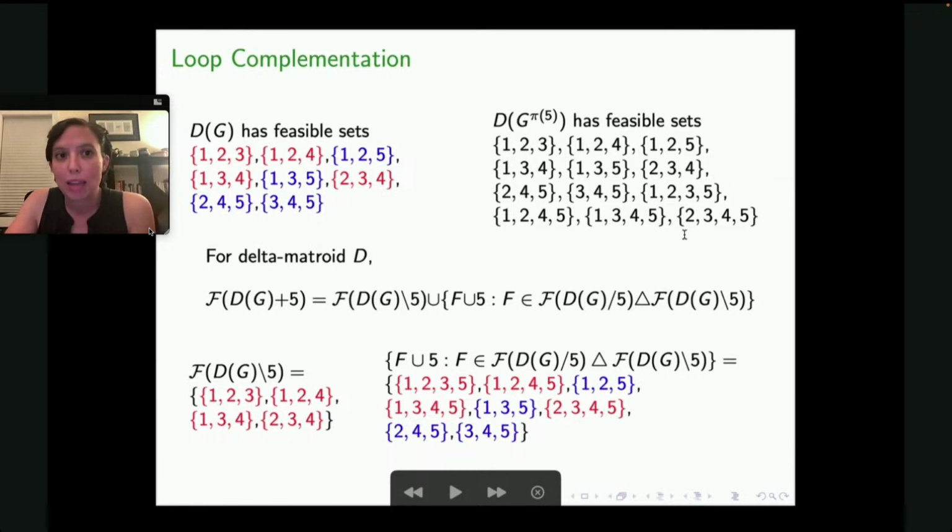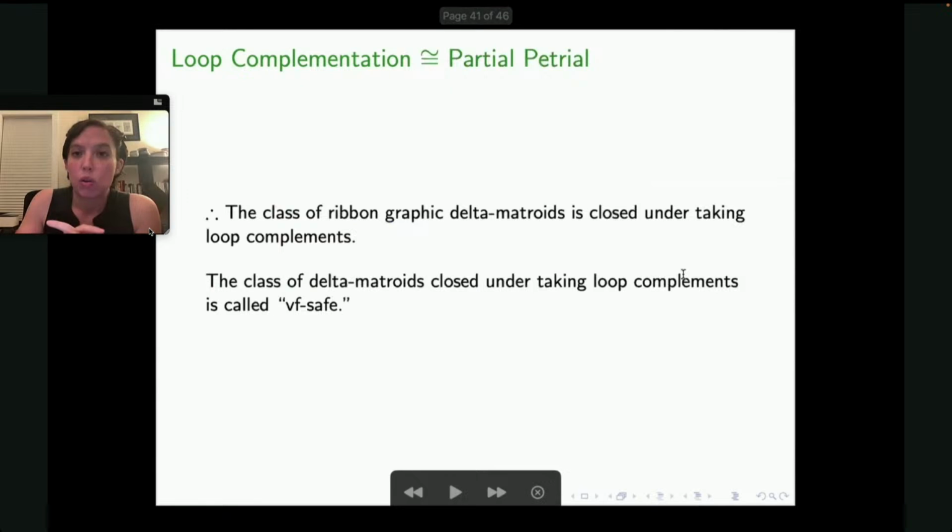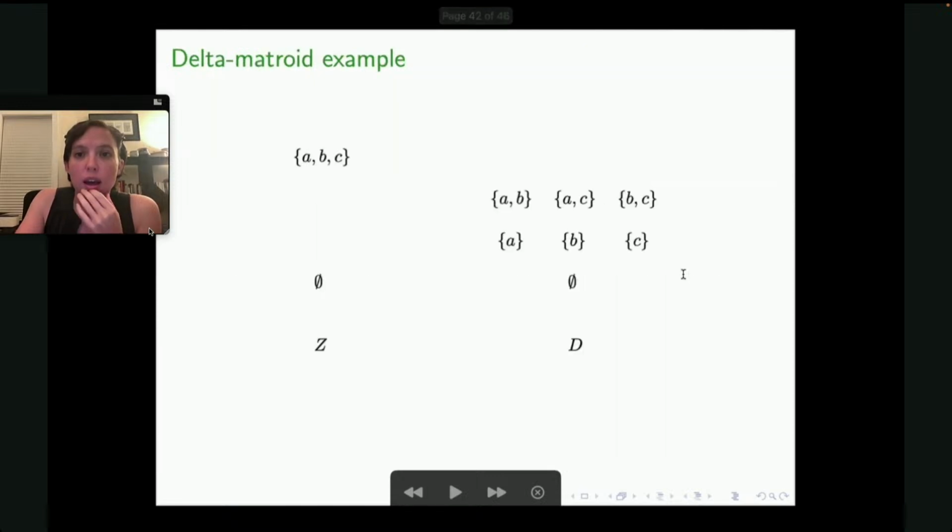And surprise, surprise, they're exactly the feasible sets for that ribbon graph that we had on the right there. So it turns out that loop complementation, which is a delta-matroidal operation, corresponds to partial petrie within the ribbon graph, which is cool. And it turns out that it's sort of the right way to think about it. So the class of ribbon graphic delta matroids is closed under taking loop complements. We know this because I just showed you that taking a loop complement is the same as taking a partial petrie, and a partial petrie is a ribbon graphic operation. And the class of delta matroids closed under taking loop complements is called VF safe, and it's a special class of delta matroids. Back to the example, it turns out that D loop complement A, loop complement B, loop complement C gives Z.